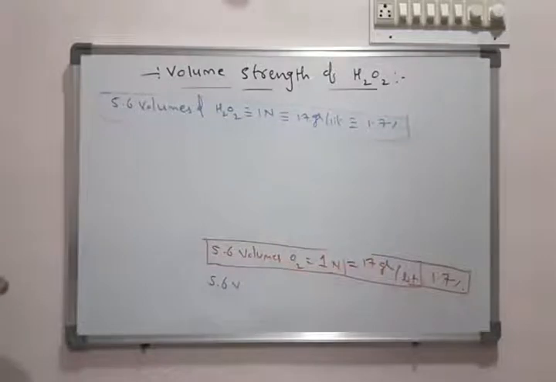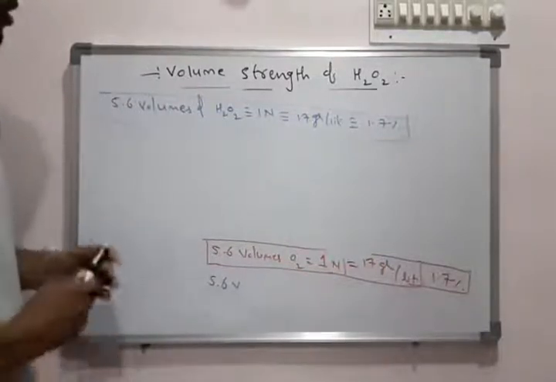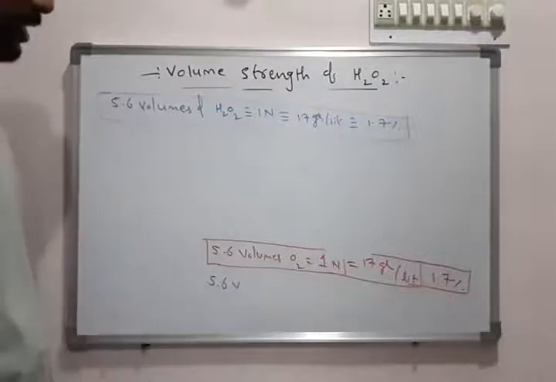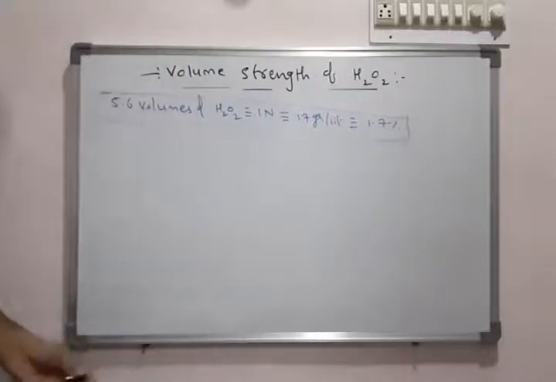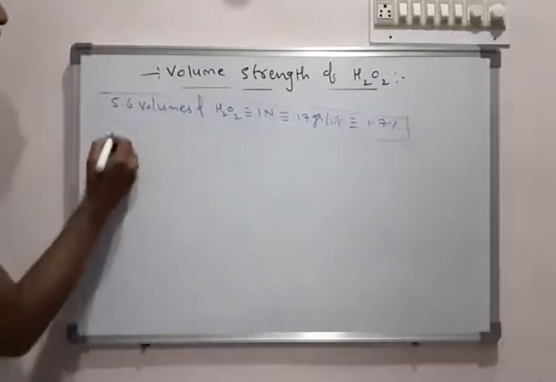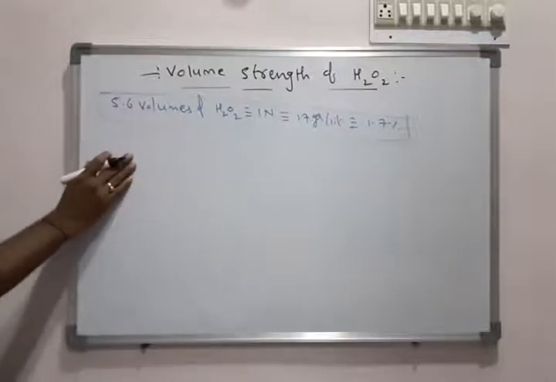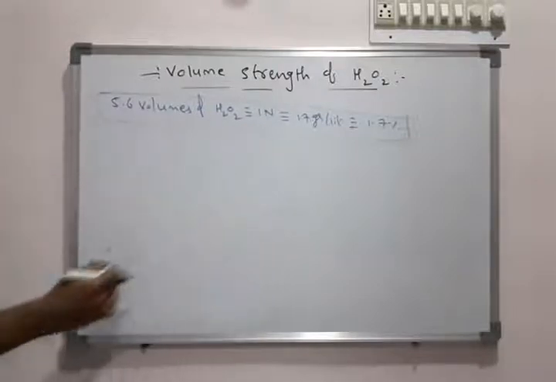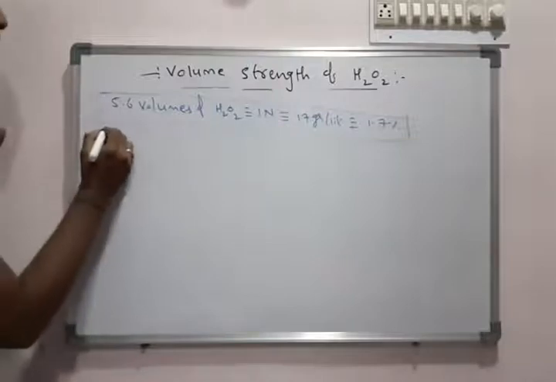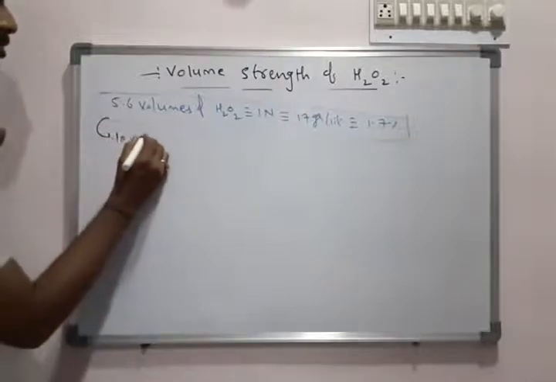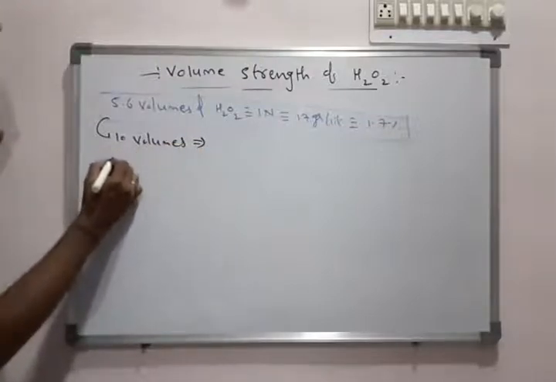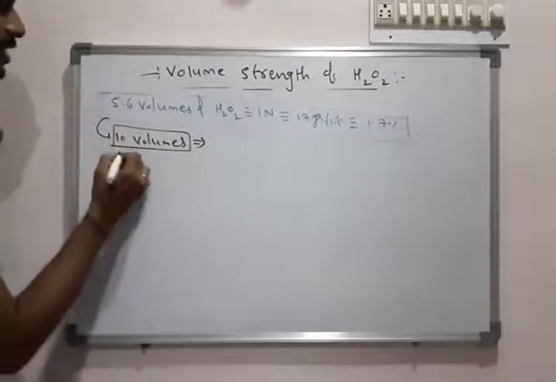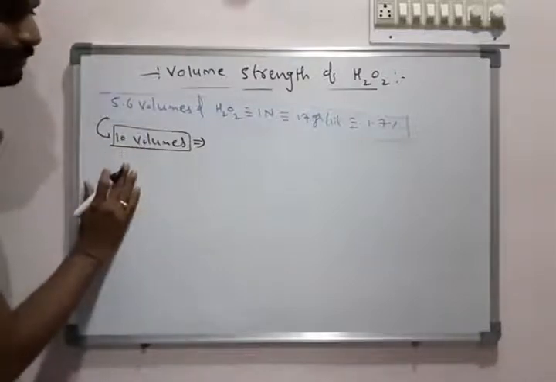This is the general criteria or general formula to calculate the concentration of hydrogen peroxide. And again we made it somewhat easier for calculation purposes. Here 5.6 volumes of hydrogen peroxide is equal to 17 grams per liter. Now we calculate it for 10 volumes. We are taking this as a criterion for easy calculations, we are taking 10 volumes.